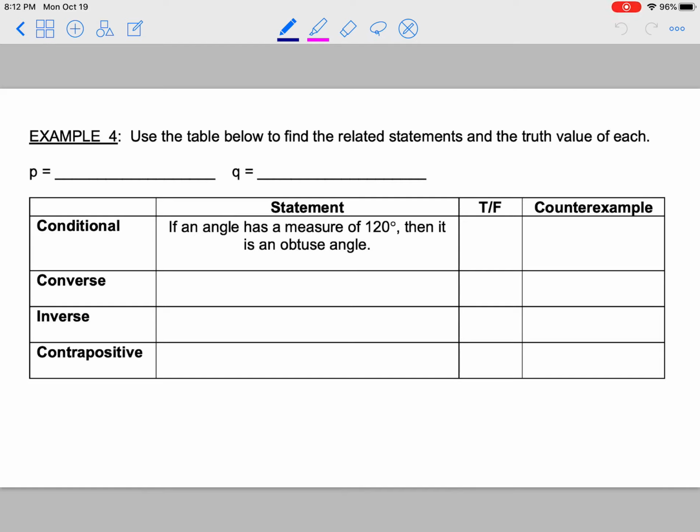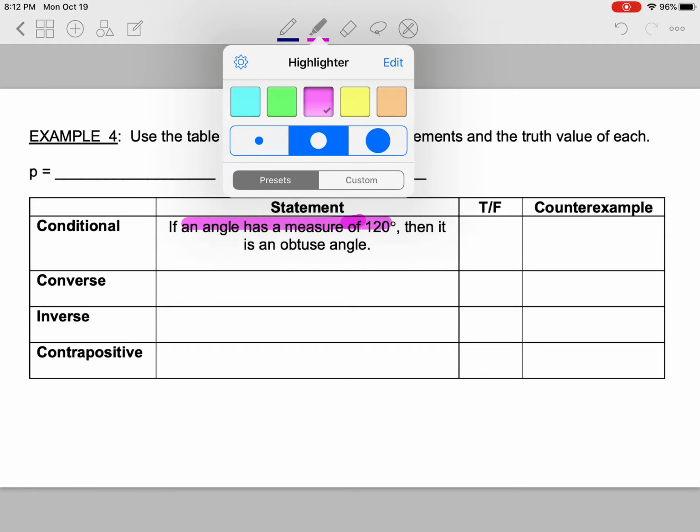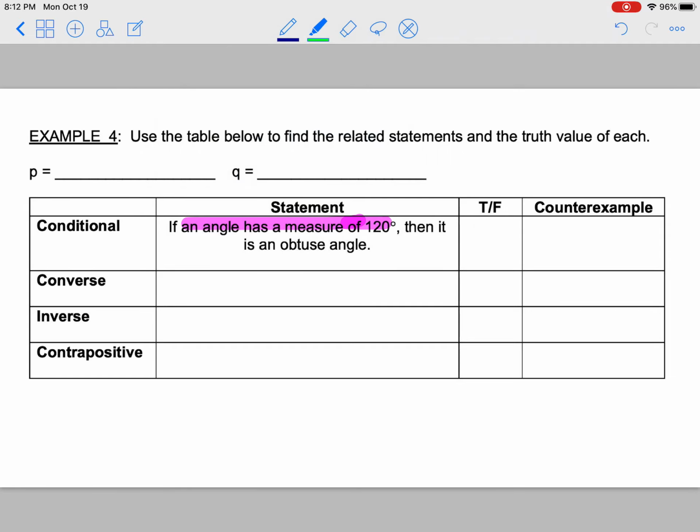Okay, so let's look at this one really quickly. We know that given the conditional statement, our hypothesis, our P, would be: an angle has a measure of 120 degrees. The conclusion, the part following the word then, our Q, would be: it is an obtuse angle. So just to recap, I'm not going to write all of these out this time.